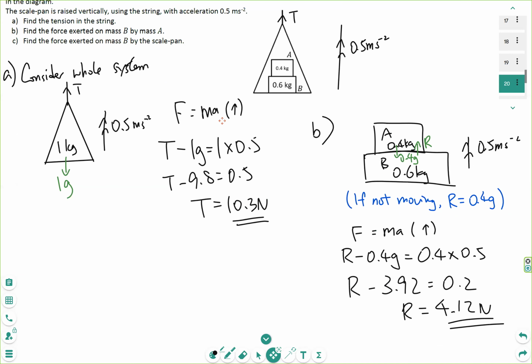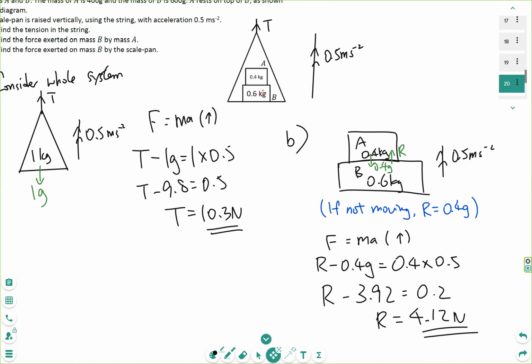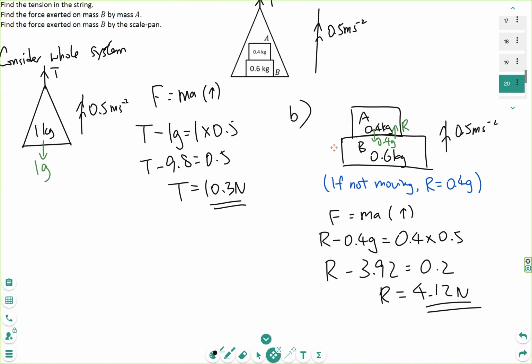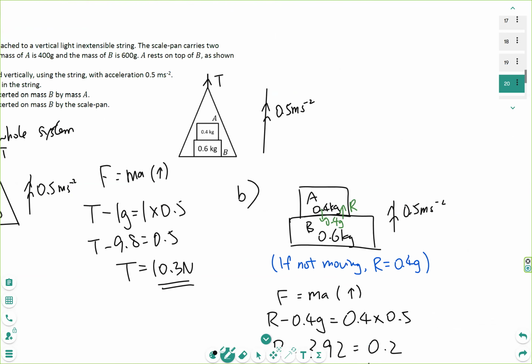So we're looking at B and the scale pan, but A is on top of B. Therefore, we cannot separate A and B. We cannot just single out B. So we have to consider A and B together on the scale pan. Let me draw it in here. We'll look at A and B combined, and this is the scale pan.